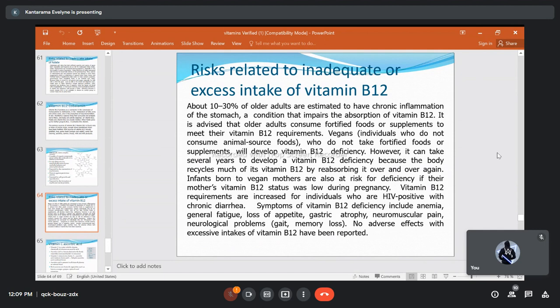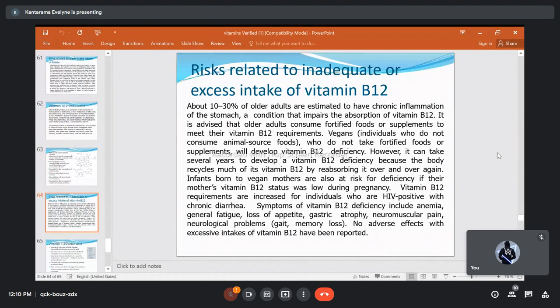Vegans who do not take fortified foods or supplements will develop vitamin B12 deficiency. However, it can take several years to develop a vitamin B12 deficiency because the body recycles much of it by absorption. Infants born to vegan mothers are also at risk for deficiency if the mother's vitamin B12 status was low during pregnancy. Vitamin B12 requirements are increased in individuals who are HIV positive with chronic diarrhea.